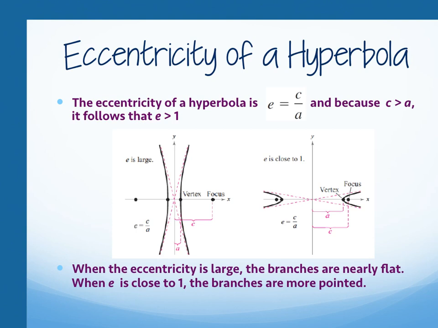So you would put c over a, reduce it if you need to. The bigger the number, the wider the branch. The smaller the number, the narrower the branch. So something that is large is going to have a flattened out branch. Something that is smaller or closer to 1 is going to have a more narrow branch. That's all.